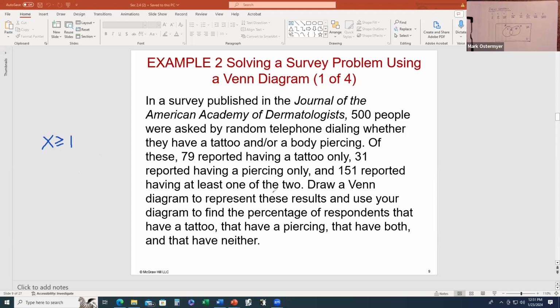Okay. All right. Draw a Venn diagram to represent these results and use your diagram to find the percentage of respondents that have a tattoo, that have a piercing, that have both, and that have neither. All right. So how many sets are we going to need for our Venn diagram here? Three. Well, including the universal set, we'll have three, correct? But we only need two circles. So are we going to always just have two? Well, not always. There will be some when we have three. But this one's only going to require two circles, one for those that have tattoos, and one for those who have body piercings. Make sense? And, of course, those will be inside a rectangle, which represents the universal set.